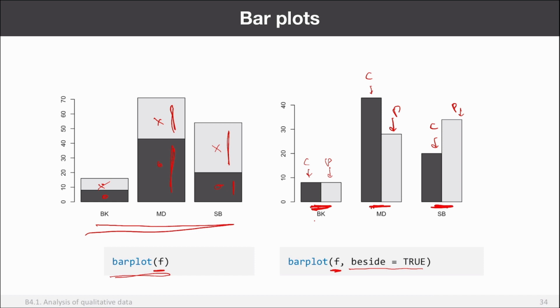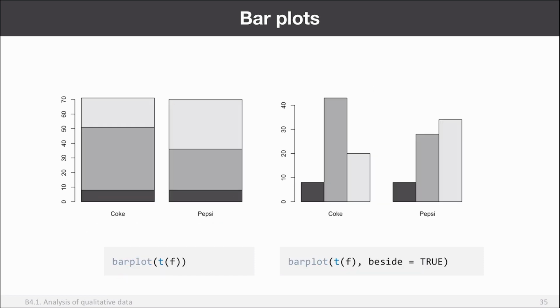What if you want to do the other way around? Well, in this case, you just need to transpose your frequency table. So you can see this little t here, function t. It swapped the rows and columns. So columns become rows and rows become columns. So in this case, you can see I have 2 categories. It's Coke and Pepsi. And then I have inside each, this is the Sunset Boulevard, this is McDonald's, and this is Burger King, and so on.